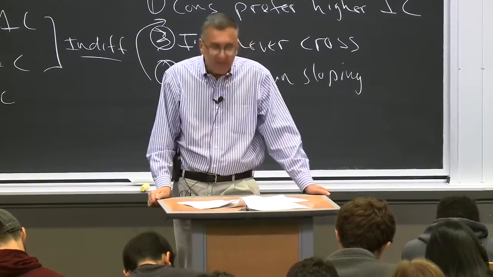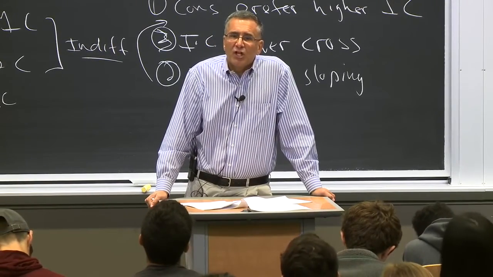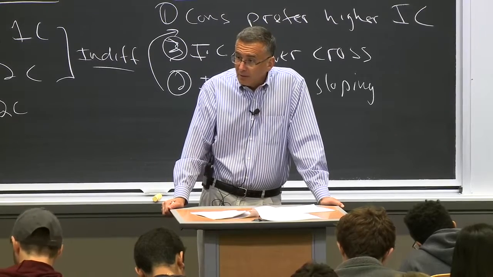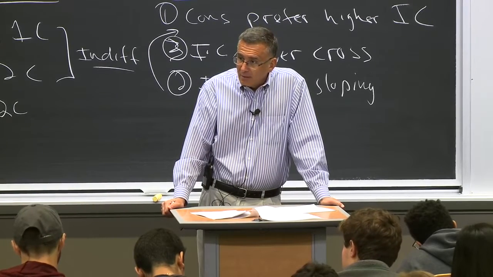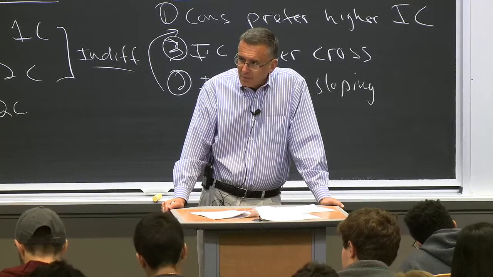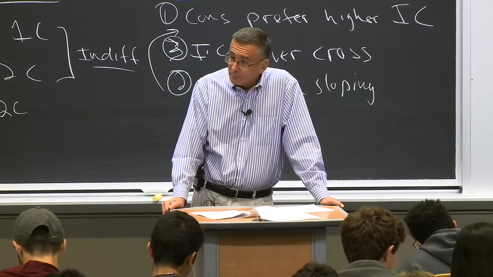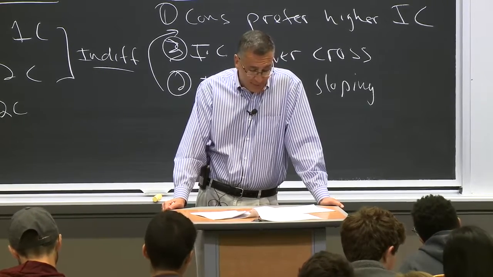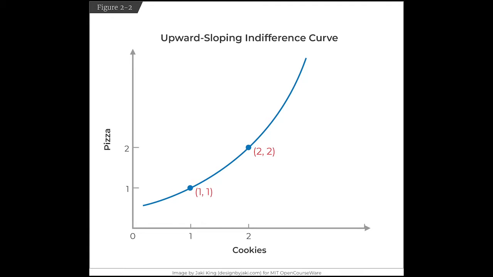That simply comes from the principle of non-satiation. So look at figure 2.2. Here's an upward sloping indifference curve. Why does that violate the principle of non-satiation? Yeah. Well, either you're somehow less happy if you have more cookies, or you're less happy if you have more pizza. Exactly. So basically, on this curve, you're indifferent between one of each and two of each. You can't be indifferent. Two of each has got to be better than one of each. So an upward sloping indifference curve would violate non-satiation.